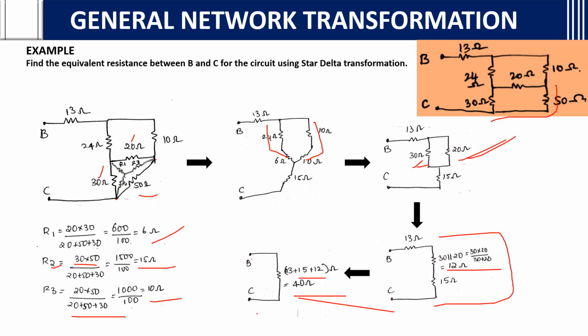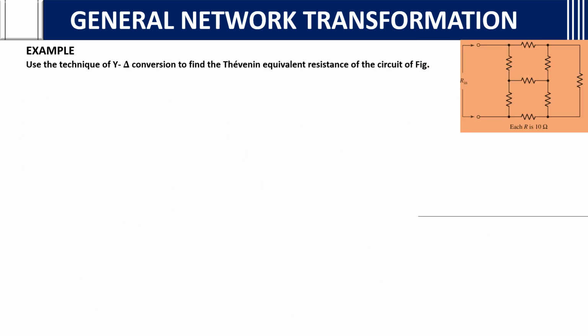We will go to the next question. Use the technique of Y delta conversion to find the Thevenin equivalent resistance. If you see all the resistances here, each R is 10. This is 10, this is 10, all resistances present here are 10.